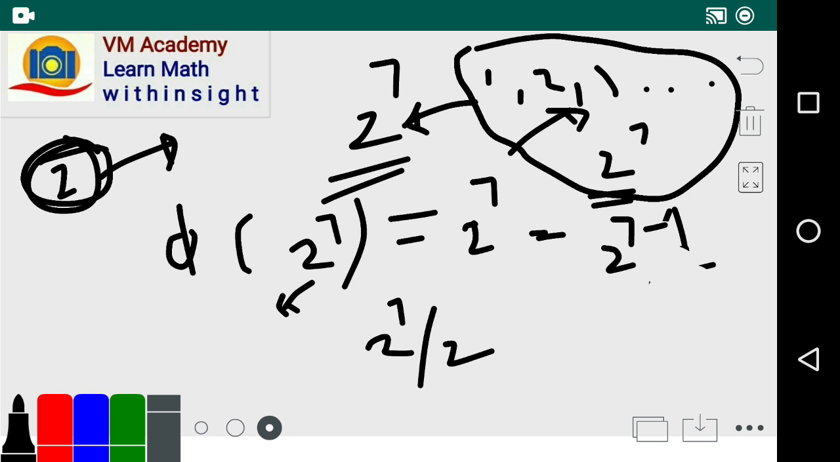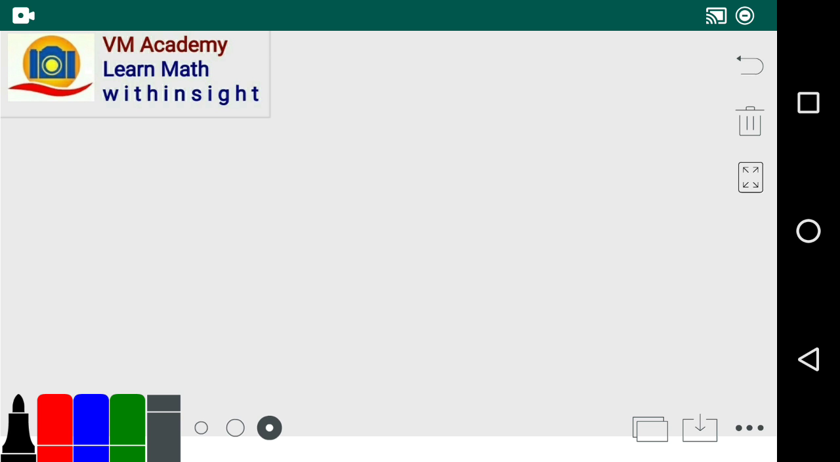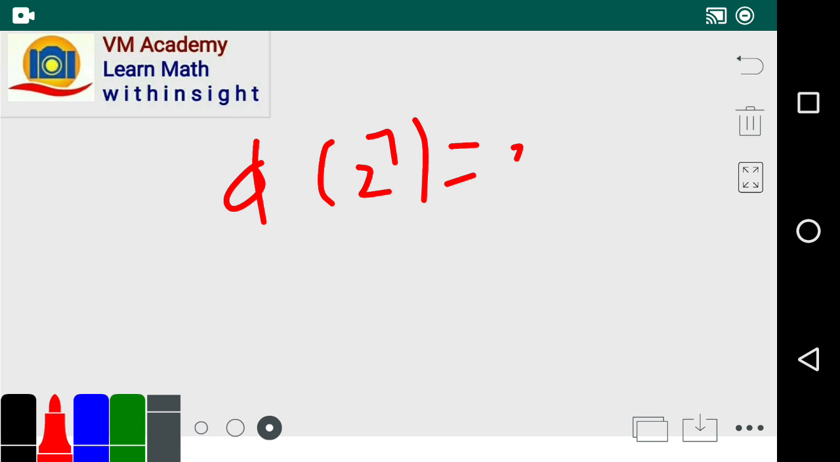Thus what we obtain is phi of 2 raised to 7 equals 2 raised to 7 minus 2 raised to 7 divided by 2, which means 2 raised to 7 minus 2 raised to 6.